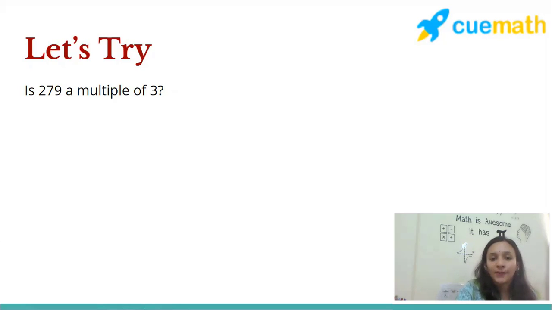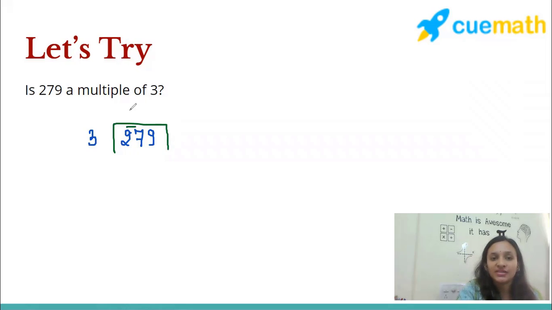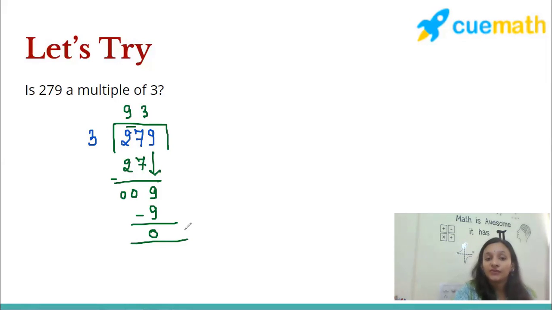Okay, so we'll try to figure out the answer for this. So 279 is what we are checking, whether it is a multiple of 3 or not. So we'll divide 279 by 3. Okay, so we go in with the first two digits. So 27, so 3 nines are 27. On subtracting, we get 0. We will take down 9 and 3 threes are 9. We subtract and again we get a 0 and the division ends here. So we have gotten a remainder which is 0. So yes, 279 is a multiple of 3.